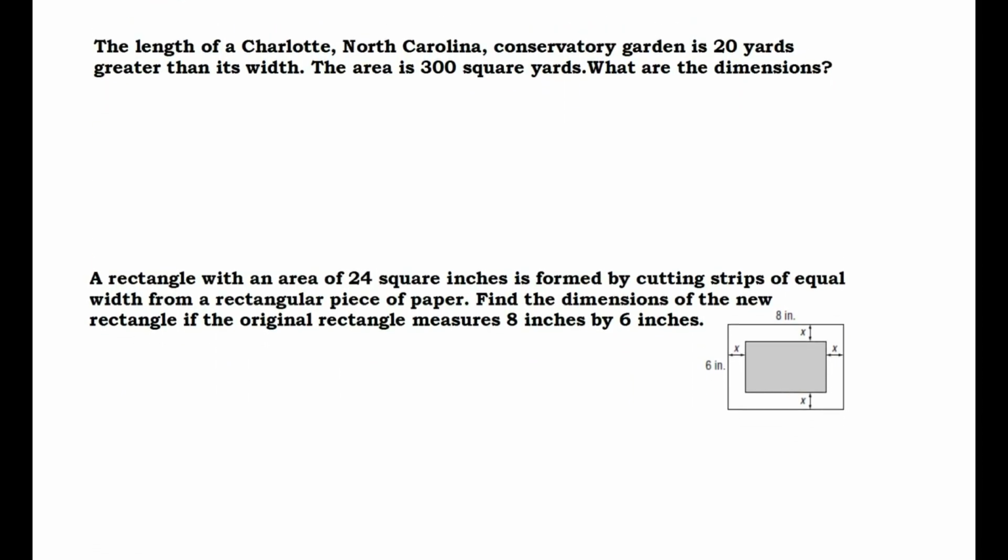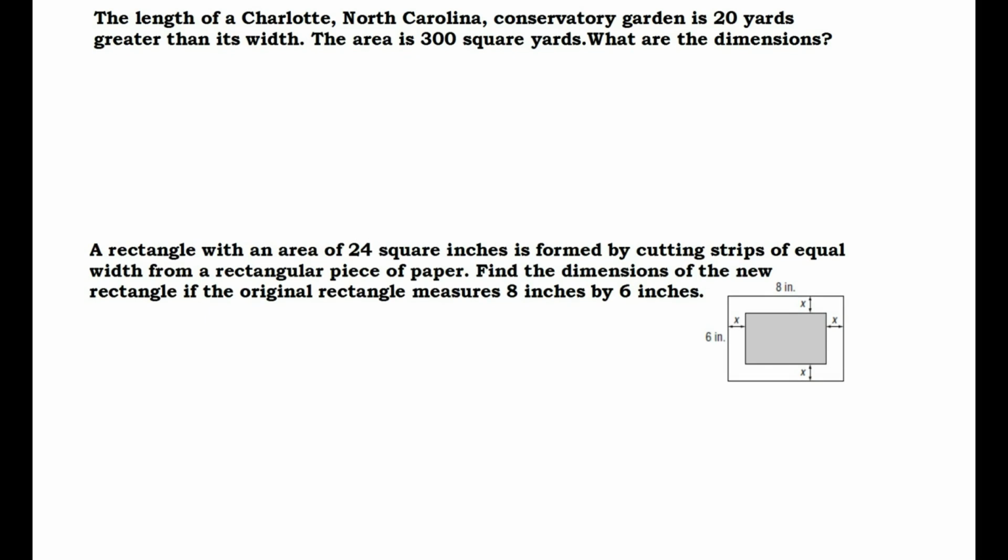Ooh, we got this problem. It's going to set y'all up for the future. I can't wait till y'all get to your word problems next week, I think. The length of Charlotte, North Carolina Conservatory Garden is 20 yards greater than its width. The area is 300 square yards. What are the dimensions?